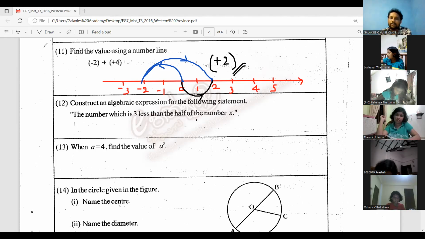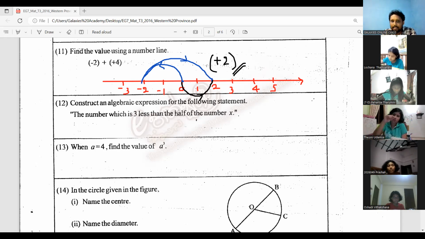Right. Next one, look at number 12, algebraic expression, building up method given. Construct an algebraic expression for the following statement. The statement given: the number which is 3 less than half of the number x, right? The unknown given is x.